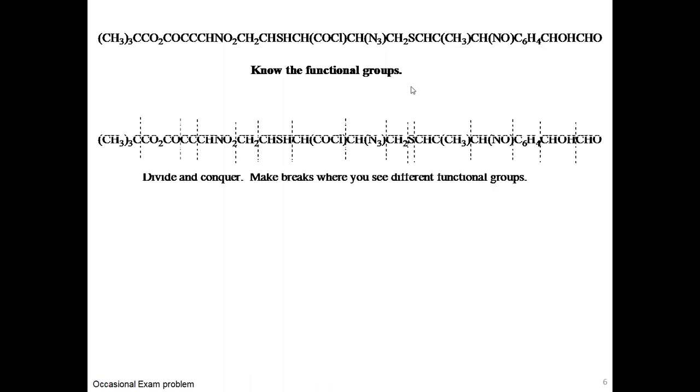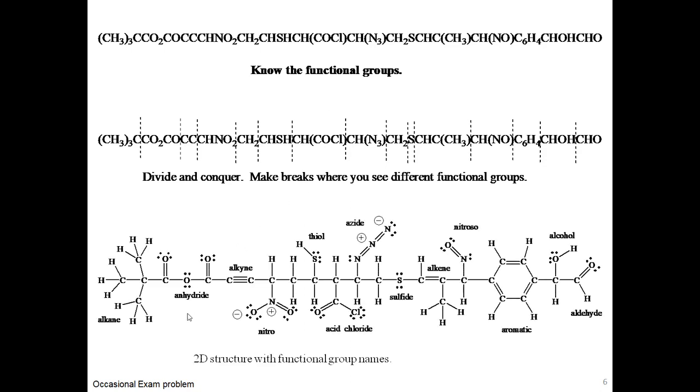So let's take a look again. Here's our long string of atoms. Here's where we made our breaks. And this is what the two-dimensional structure would look like. We have the alkane part down here, 3 methyls on the carbon. And then here is the group that has 2 carbonyls, 2 C double bond O's and oxygen in the middle. We call that an anhydride.